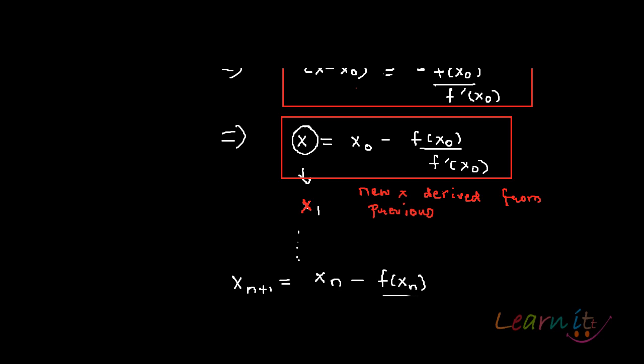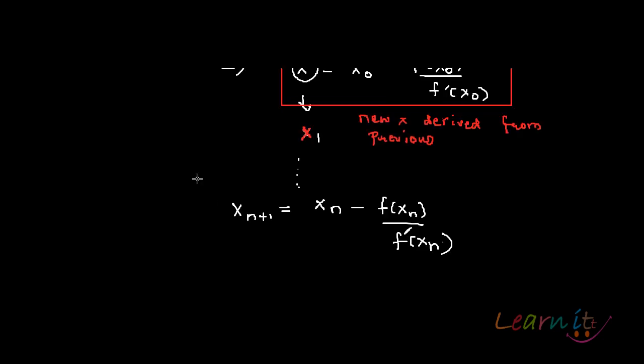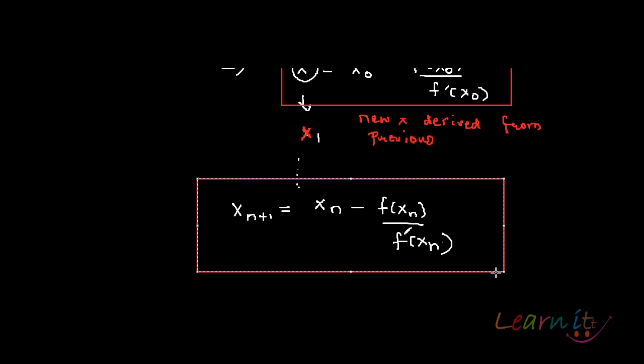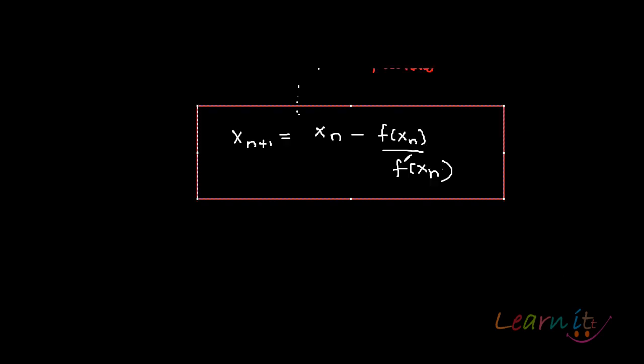In general we call this Newton's iteration, and the formula for it is that x(n+1) equals the previous xn minus f(xn) upon f'(xn). So this is essentially the idea behind Newton's iterations, which is used for a lot of functional equations.